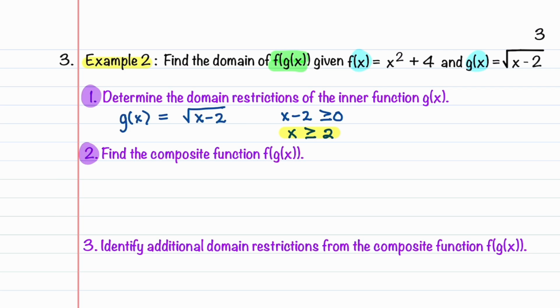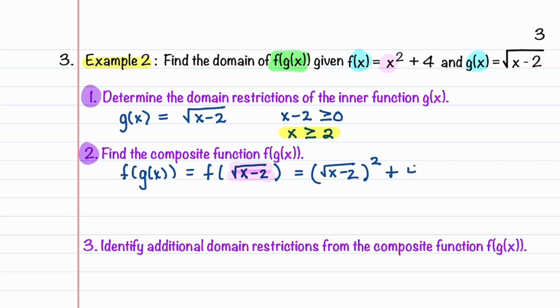Now let's complete our second step. We're going to find our composite function. Our composite function is f of g of x, and it's equal to f, and what goes inside f is g of x, which is the square root of x minus 2. Let's look back up at f of x, and I'm going to highlight the x. To compute f of the square root of x minus 2, wherever you see an x, we're going to plug in the square root of x minus 2. Let's see what that gives us. This is the square root of x minus 2 squared plus 4.